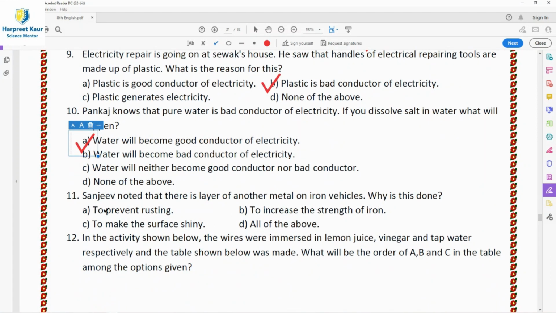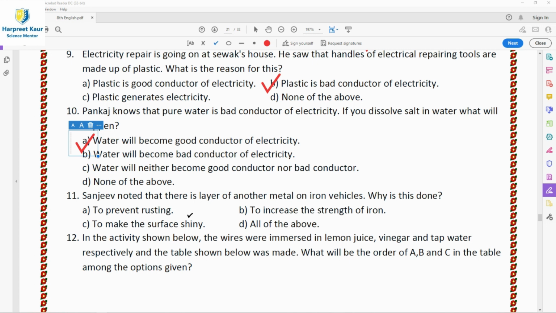Then question 11. Sanjeev noted that there is a layer of another metal on iron vehicles. Why is this done? And what is electroplating? The process of depositing a thin layer of a desired metal over a metal object with the help of electric current is called electroplating. So electroplating is done to prevent rusting or to make the objects more attractive for decorative purposes.